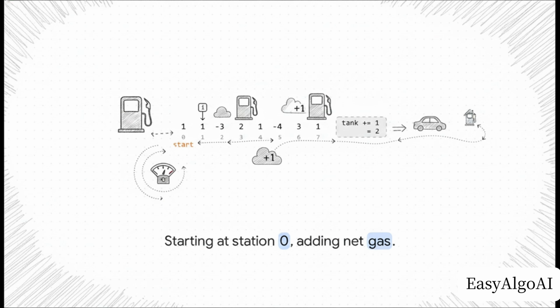All right, let's test drive this and start tracking our tank with a simulation from station 0. At station 0, we gain a net gas of 1. Awesome, we have enough to move. We slide over to station 1, where we gain another net gas of 1, bringing our total running tank to a comfortable 2. So far, so good, right? The road trip is going smoothly.